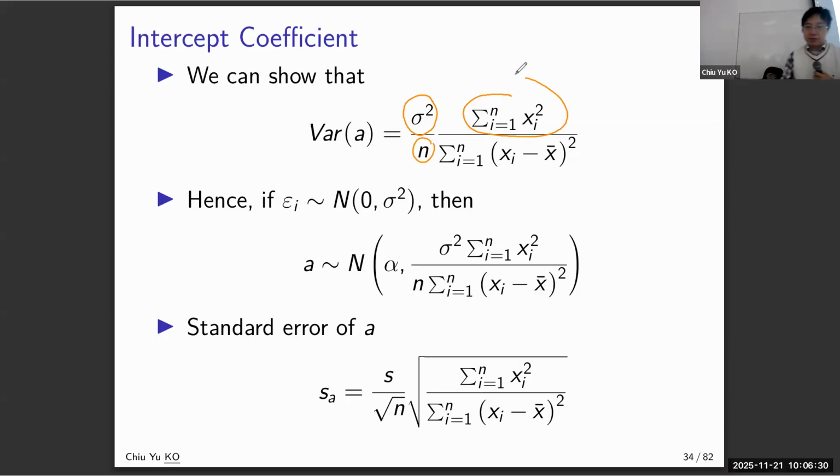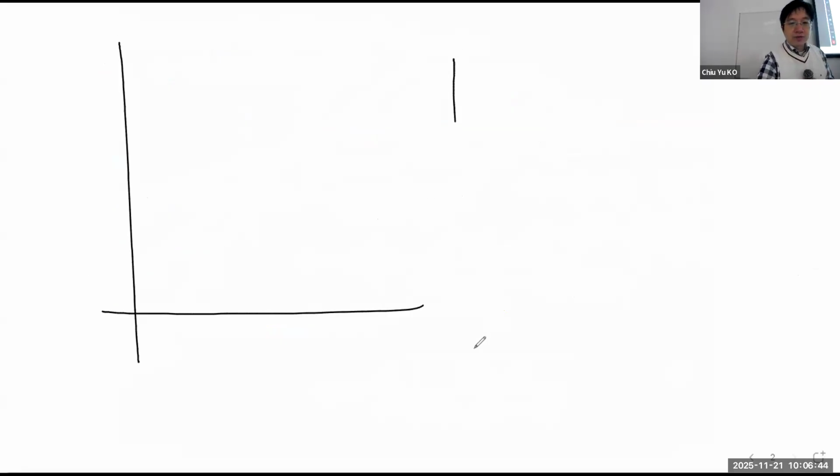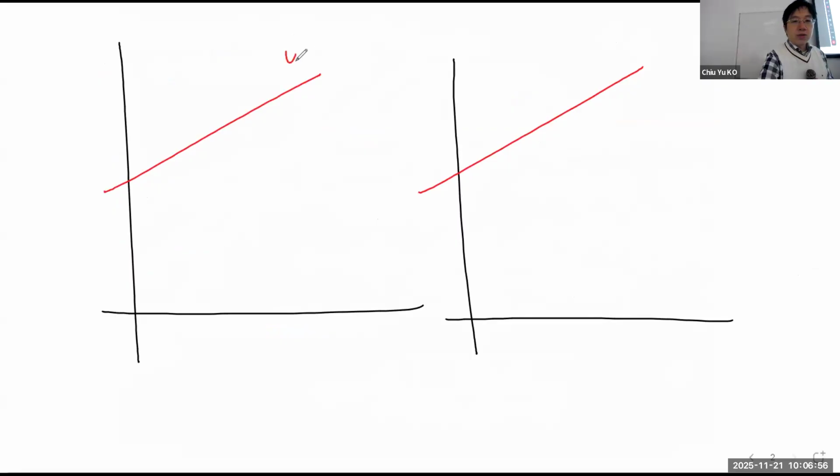Maybe I just show this graph in case you want to see it. I think I have done that many times already, so you can imagine this is your data compared to different cases. Your data generating process is like this, so this is y equals alpha plus beta x, the same thing.